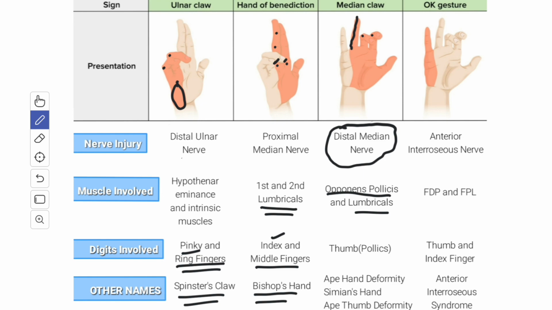The main digit that is involved in median claw is the thumb, the pollicis, and the second and third digit. Other names of the median claw are ape hand deformity, Simian hand, and ape thumb deformity.